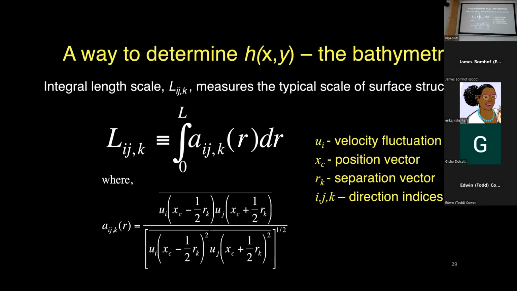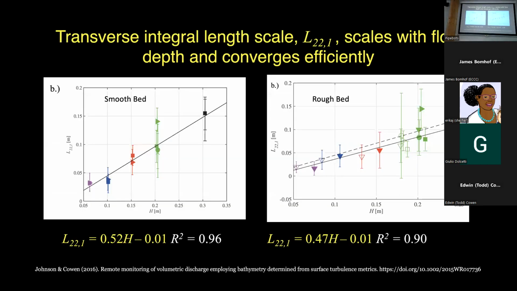And to get at bathymetry, it turns out that those large eddies that you can see scale with the integral length scale of the turbulence. So if we look at those integral length scales, we can actually correlate them to depth. And Erica found that the transverse velocity length scale measured in the longitudinal or streamwise direction, what we call L221, tracks beautifully and has high resolution in the lateral. And so, in fact, sort of good enough for government work.